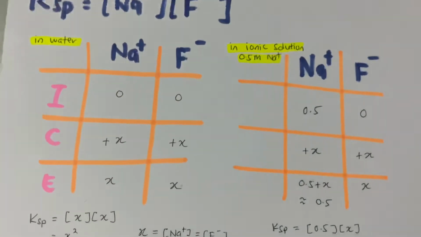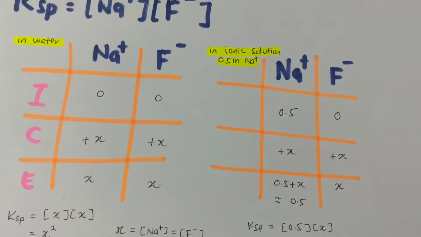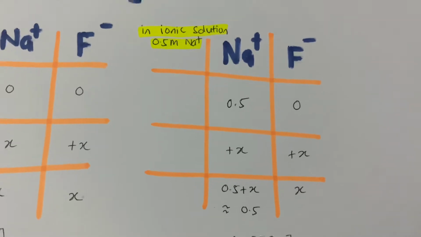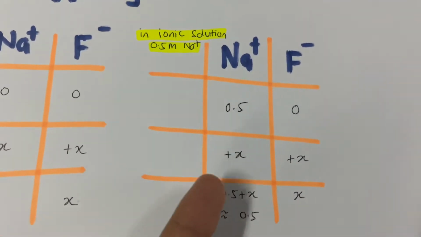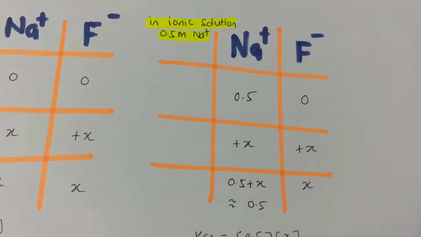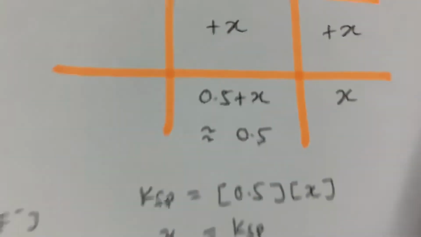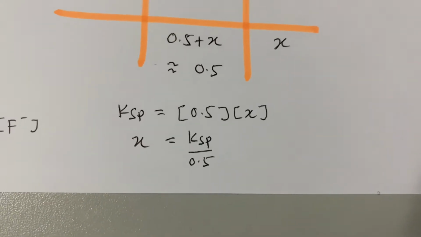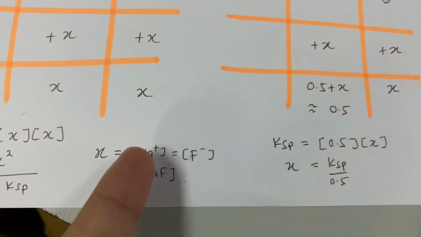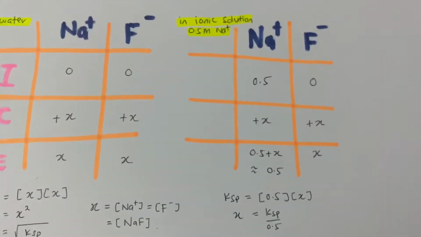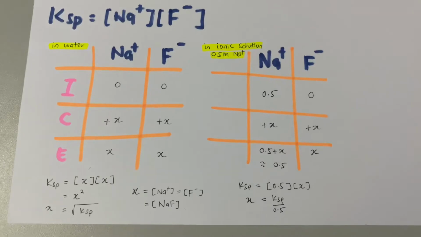Okay, so what is the difference between these two ICE tables? It is the initial for sodium. This is 0, this is 0.5. So we focus on the second ICE table here. The change is x because the ratio is 1:1, and then 0.5 plus x and x. Because x is very small, we assume 0.5 plus x equals 0.5. And then you will have this Ksp. Ksp equals 0.5 times x, and then you need to solve for x. X is still the same, the concentration for sodium, but this time you expect the value to be smaller compared to this one because of the common ion effect.